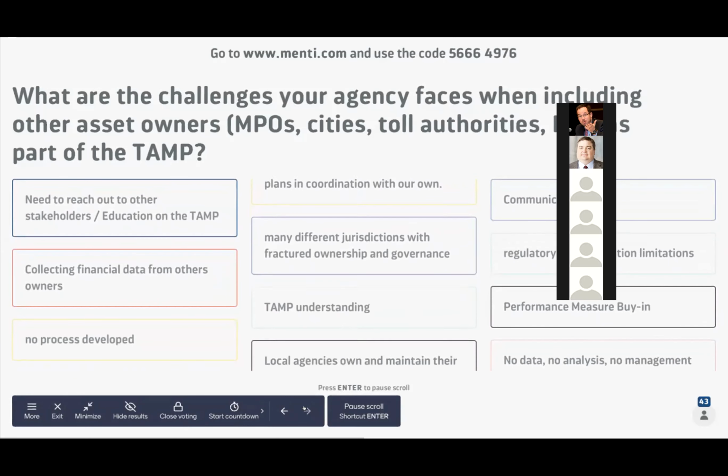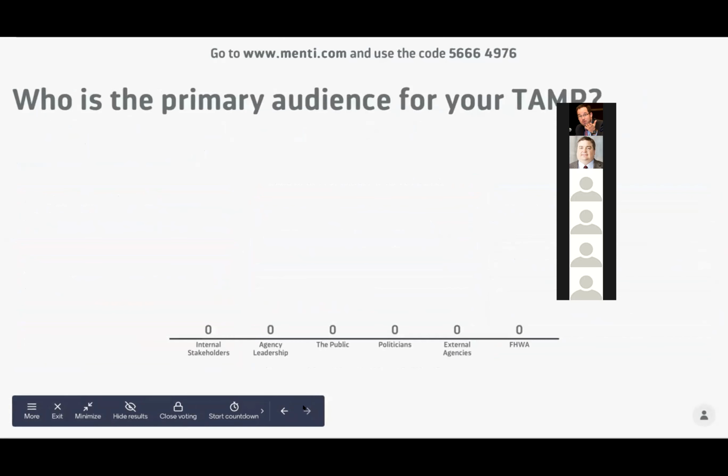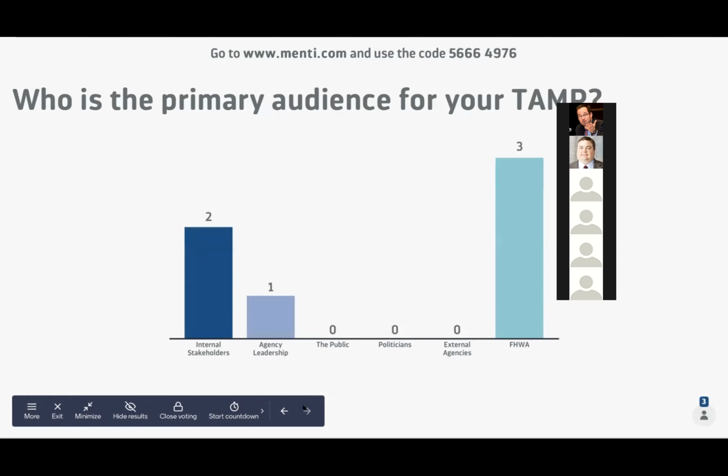Okay, the next question is about communication, and this is about who is the audience for your TAMP, and this could be different for different agencies, and I would expect it to be so. And I think that's okay. I think it's okay if you have different folks who you think your TAMP is targeted at. I think the most important thing here is that you recognize who it is.